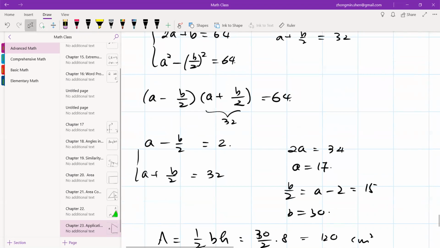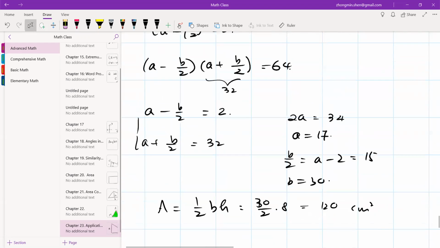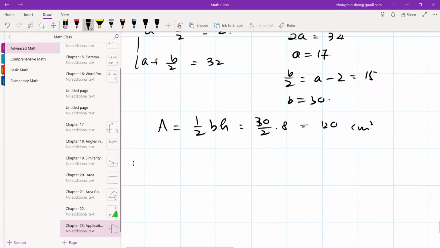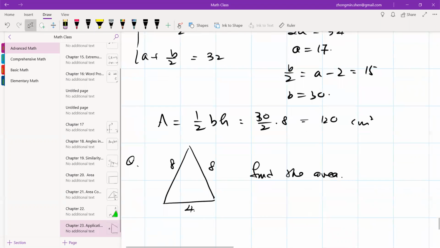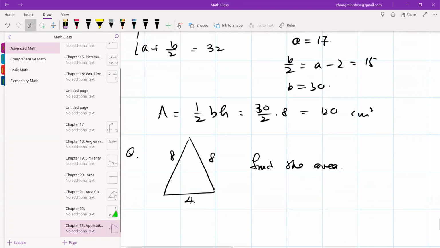At the end, I just want you to do a much simpler problem. It's an isosceles triangle, and here you are given that this side is 8, and that is 4. Find the area. So let's finish the class by reviewing the problem. This is the isosceles triangle. You're not given the height. You're only given the three sides. Find the area.